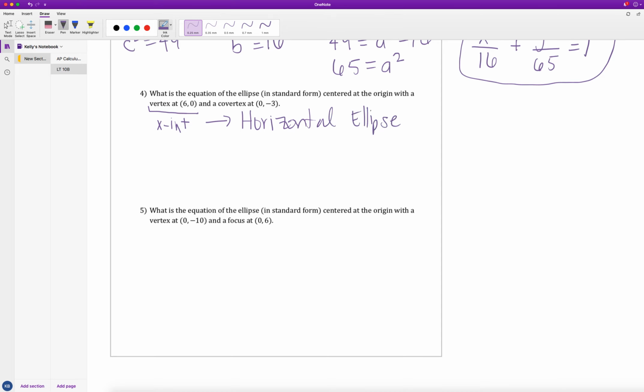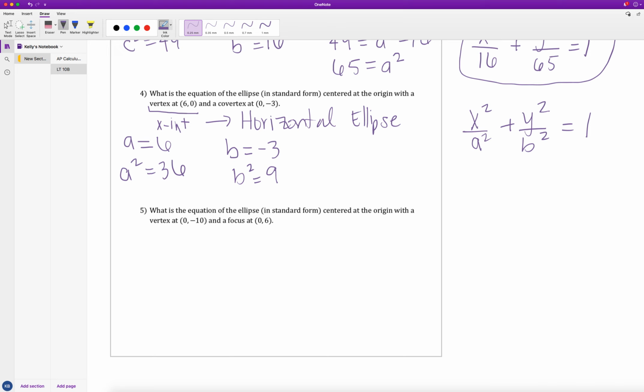So going back to that form, x squared over a squared plus y squared over b squared is equal to 1. Because it's a horizontal one, I want the bigger of the two numbers, the a squared, to be with the x. That also tells me right off the bat that a is equal to 6, because they gave me the vertex this time, which is always the a value. Squaring it, I get a squared to be 36. Now the other piece of information they gave me was a covertex. So that's my b value. So I have b equal to -3, so b squared then is 9.